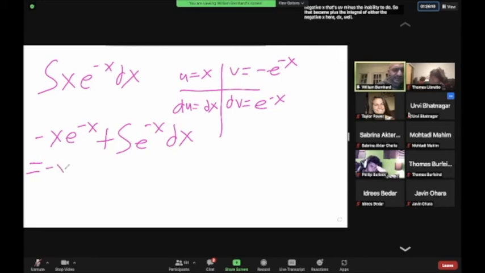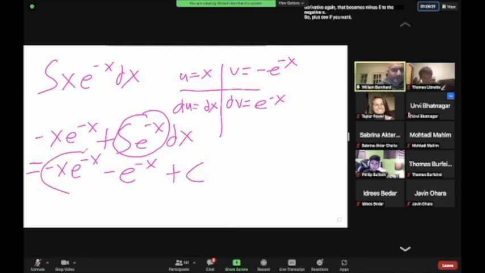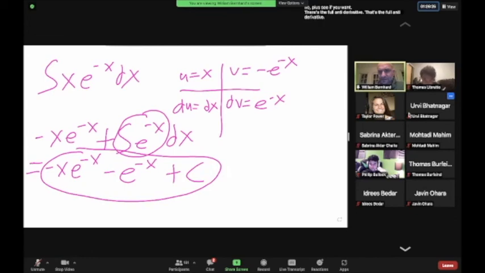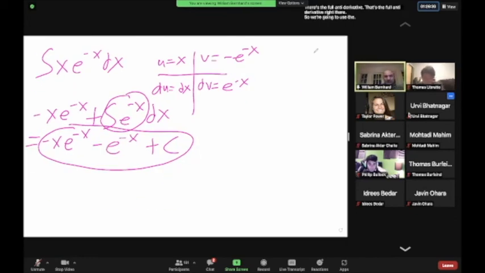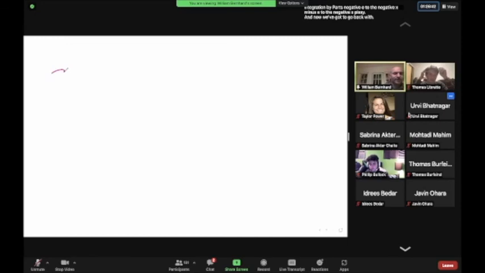Well, once again, you want the antiderivative of e to the negative x, same antiderivative again. That becomes minus e to the negative x, plus c if you want. That's the full antiderivative right there. So we're going to use this antiderivative now in the integral test. We have the antiderivative by integration by parts, negative x e to the negative x minus e to the negative x plus c. And now we've got to go back to the improper integral.